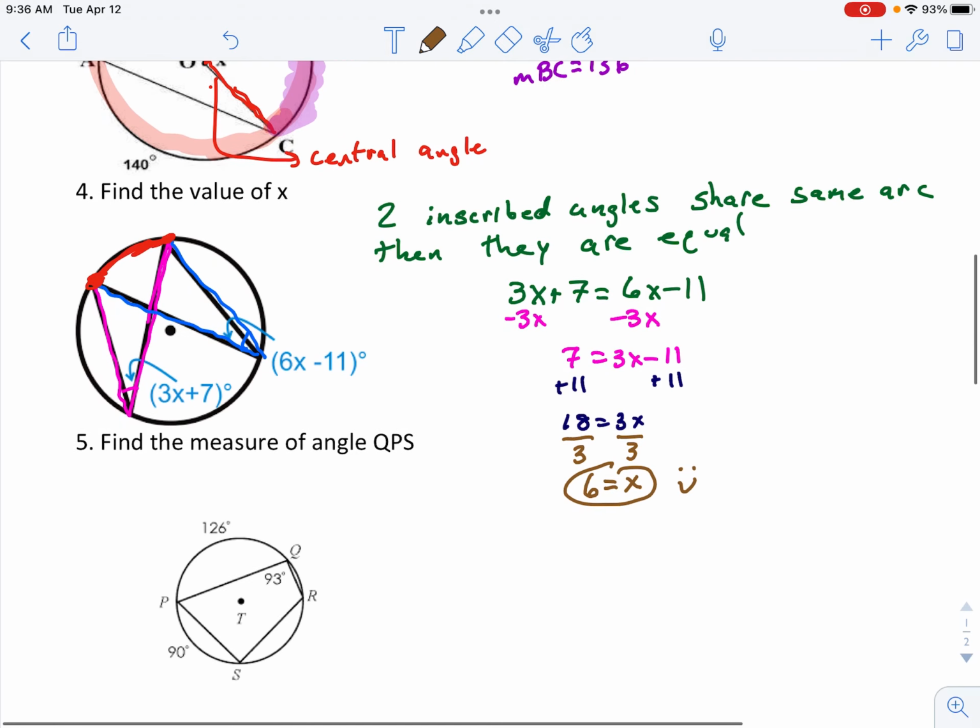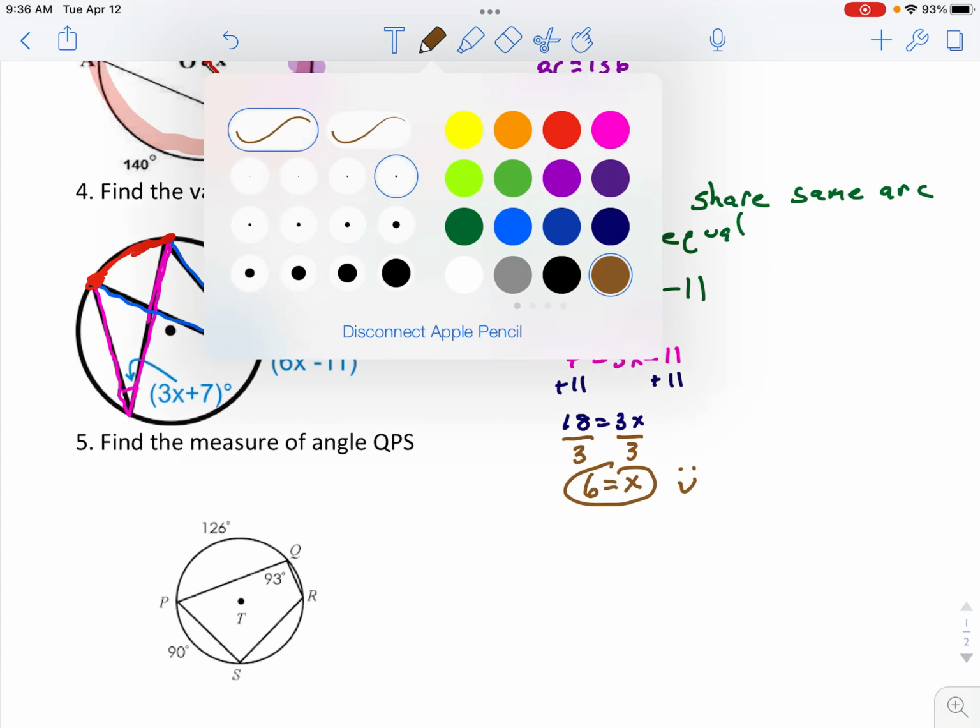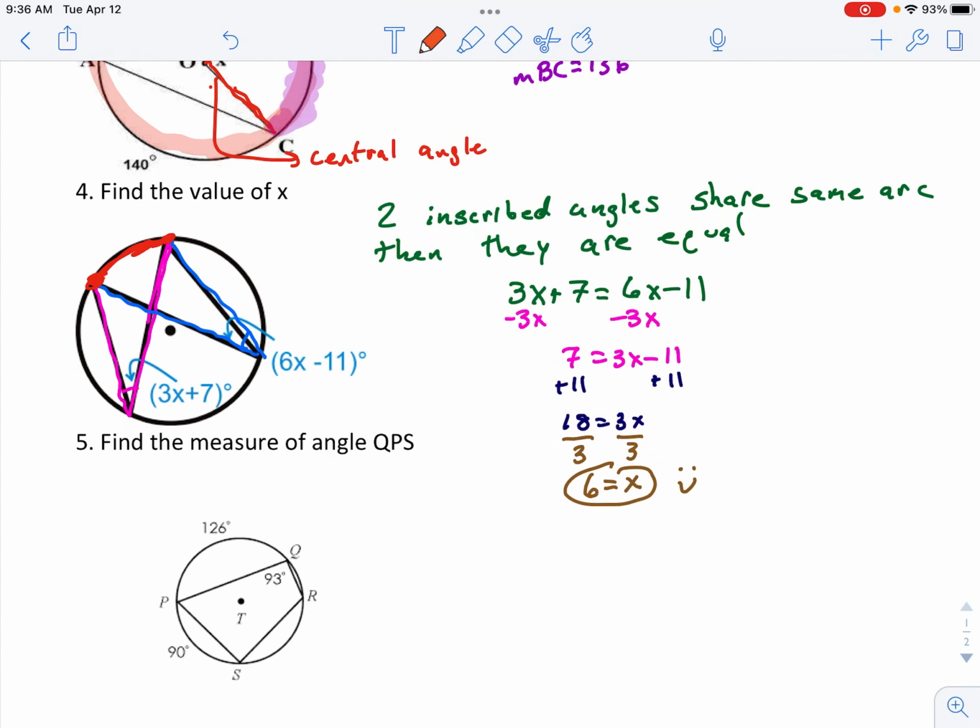All right. And then last problem, just kind of a combination of some other problems that we knocked out. And it's going to be, okay, we need Q, P, S. We need to find the measure of this inscribed angle. All right, so how are we going to do that? Well, first we're going to find this right here, that arc.